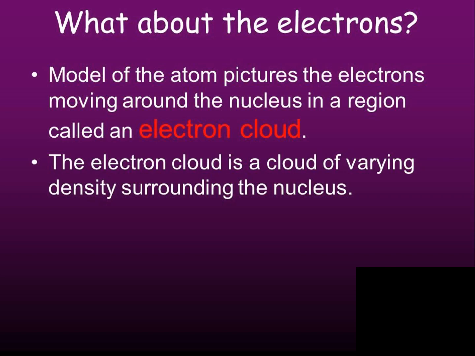Model of the atomic picture of the electrons moving around the nucleus in a region called the electronic cloud. The electrons move in the region we saw earlier, the electronic cloud region. The electronic cloud is a cloud of varying densities surrounding the nucleus. Nucleus లో ఎంత డెన్సిటీ ఉందో మనకు తెలియదు.